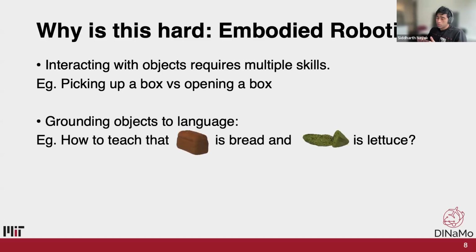And it also involves grounding objects to language, which means: how do you teach that something is a bread or a lettuce, and how do you make sure that it does the appropriate actions with it? You cannot really open a bread or open a lettuce, but you can cut a lettuce, pick up lettuce. So it needs to understand what kind of actions are actually feasible with something.